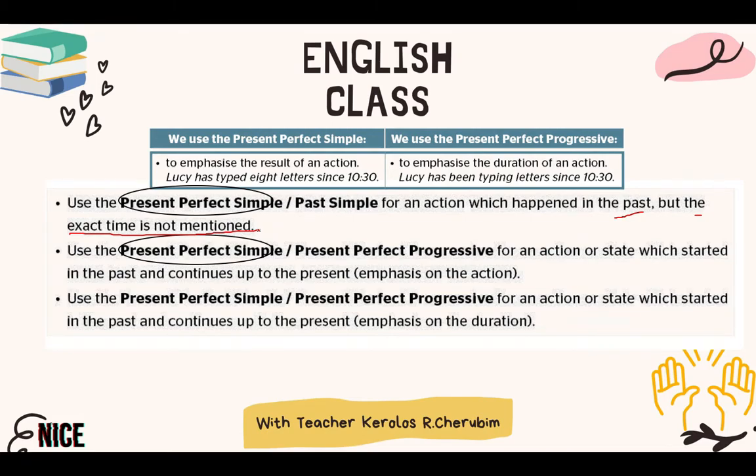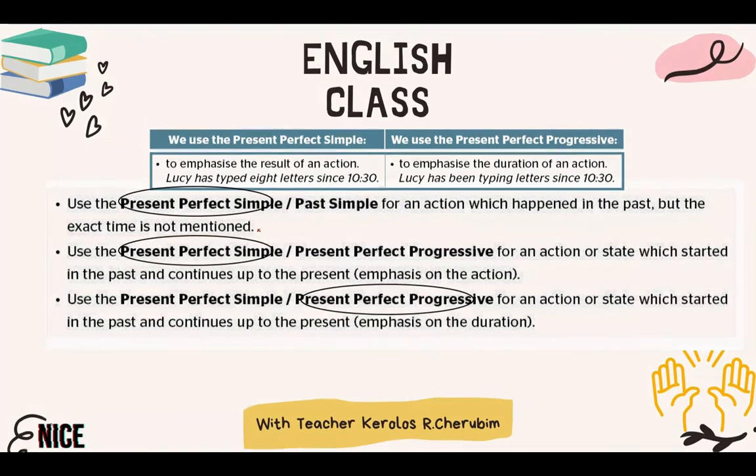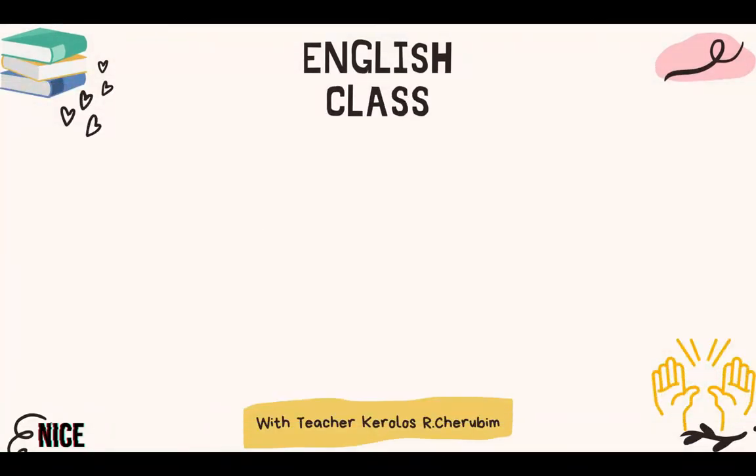We use the present perfect simple or the present perfect progressive for an action or state which started in the past and continues up to the present. Here we are putting emphasis on the duration. Bingo, of course you got it. The present perfect progressive. Yes, that was all about it. It was easy like a piece of cake. I hope you got it.